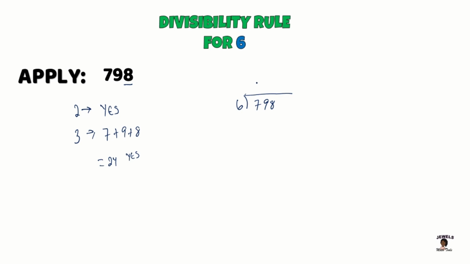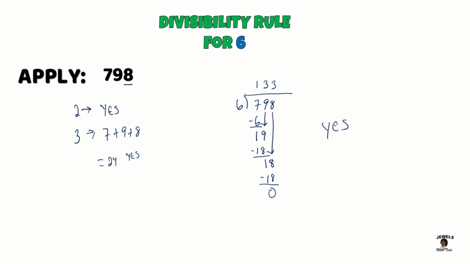6 goes into 7 once. 1 times 6 is 6. 7 minus 6 leaves us with 1. We're going to bring down our 9, changing 1 into 19. 6 goes into 19 3 times. 3 times 6 is 18. 19 minus 18 leaves us with 1. We're going to bring down our 8, changing 1 into 18. 6 goes into 18 3 times. 3 times 6 is 18. And 18 minus 18 is 0. So for this number, it is a yes for 6 as well.